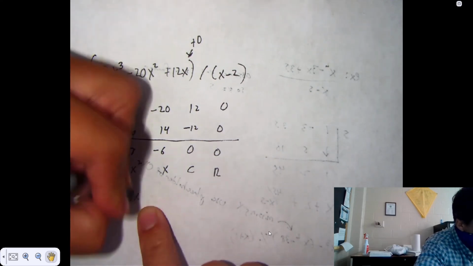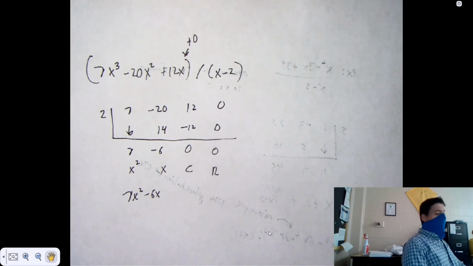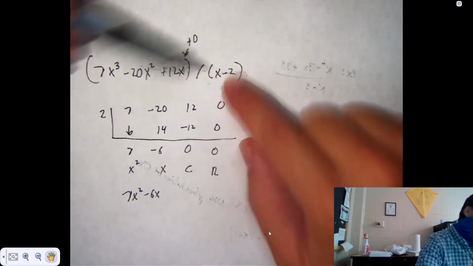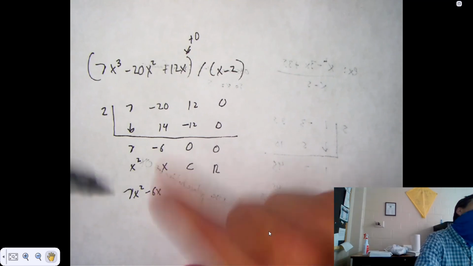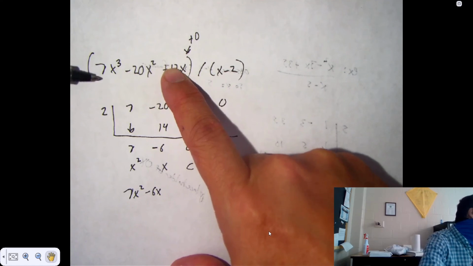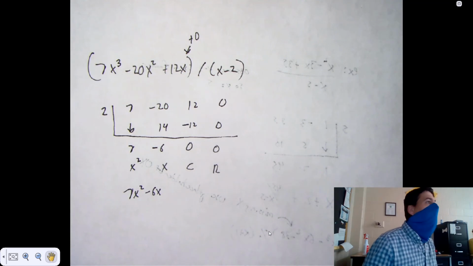This is your answer, 7x squared minus 6x. And that has to work because x minus 2 times 7x squared minus 6x has to yield this. You have to be able to get back to this. So you can't just say 7x minus 6. Anybody got any questions on that one?